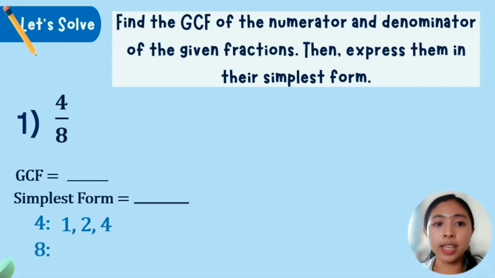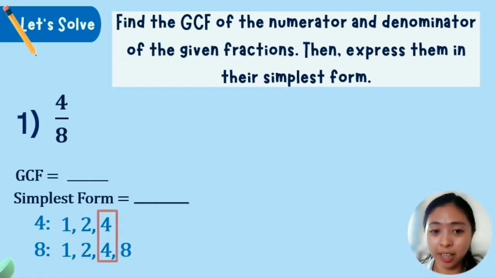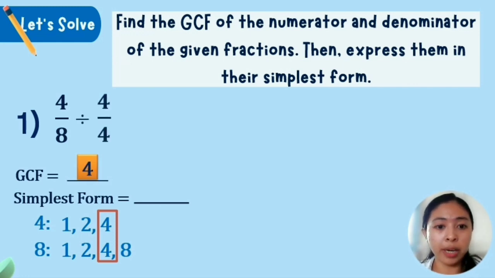Now, let's list the factors of 8. We can start with 1, 2, 4, and 8. We want to use the greatest common factor between 4 and 8 here. That way, we can simplify in one step. The greatest common factor is 4. So let's divide both our numerator and denominator by 4. 4 divided by 4 is 1, and 8 divided by 4 is 2. So the simplest form of 4/8 is 1/2.